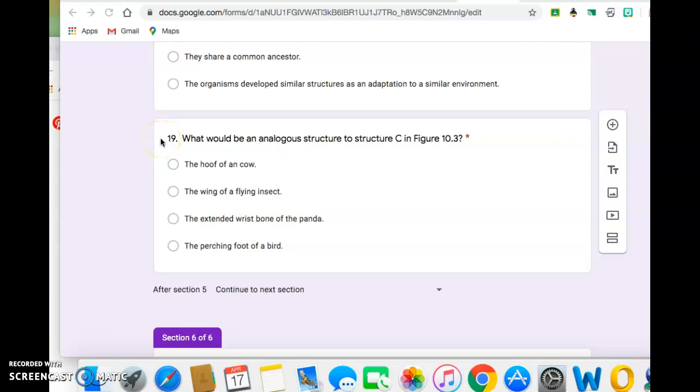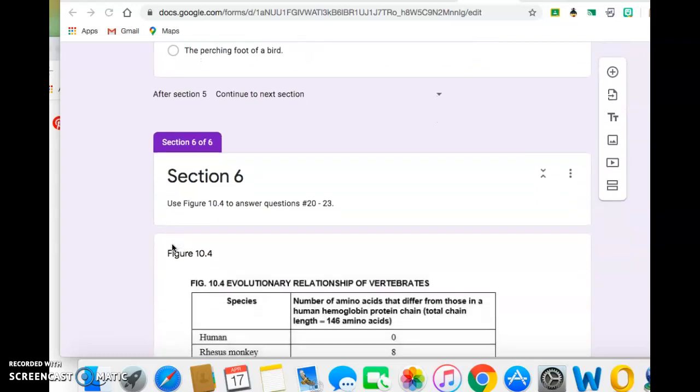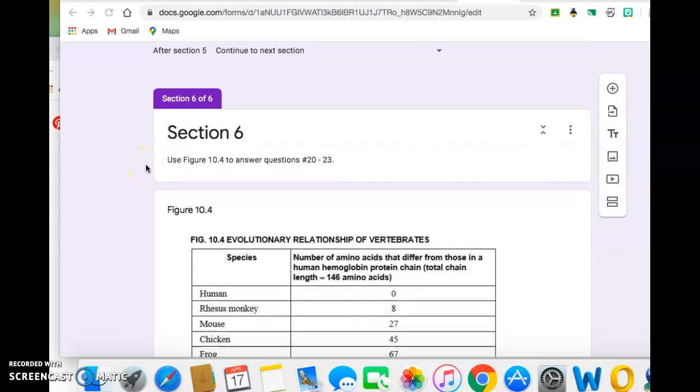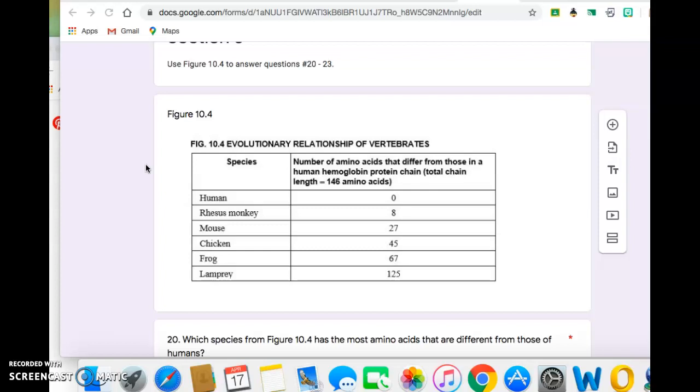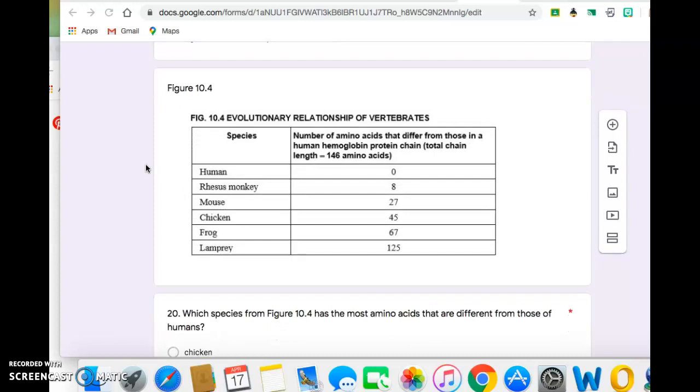Number 19 says, what would be an analogous structure to Structure C in Figure 10.3? The hoof of a cow, the wing of a flying insect, the extended wrist bone of the panda, or the perching foot of a bird? Once you are finished with Section 5, move to Section 6. You will see that Figure 10.4 will be used to answer questions 20 through 23. Again, please refer to Figure 10.4.